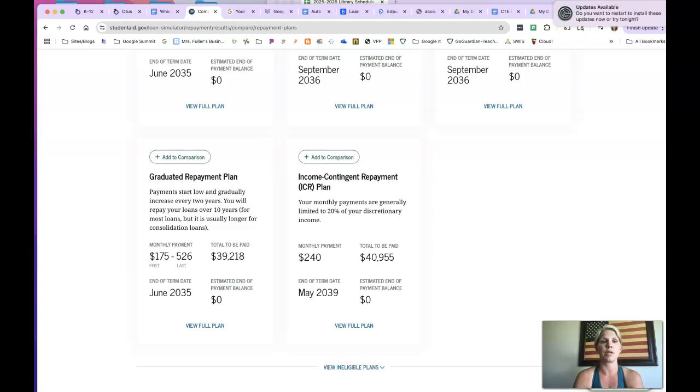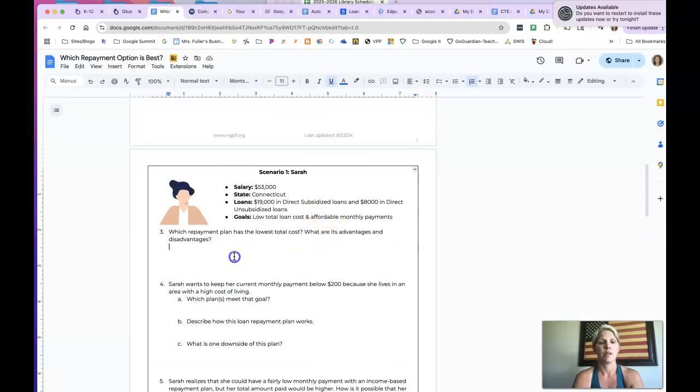So we'll say this $240, and then what are its advantages? Probably an affordable monthly payment. Disadvantage is a higher overall cost.